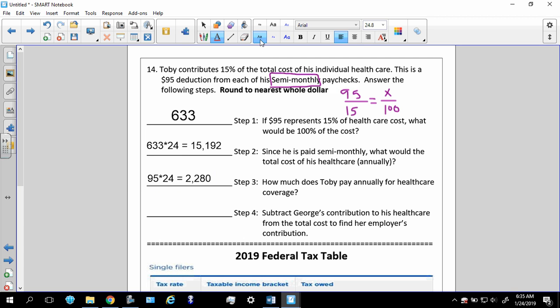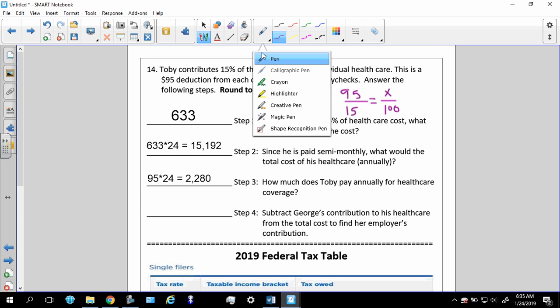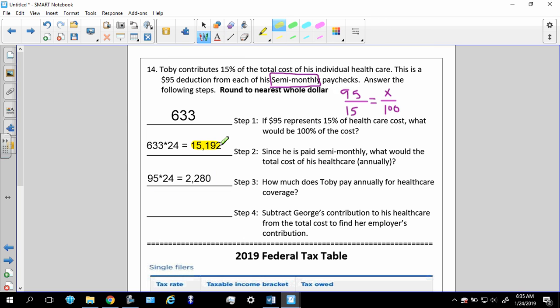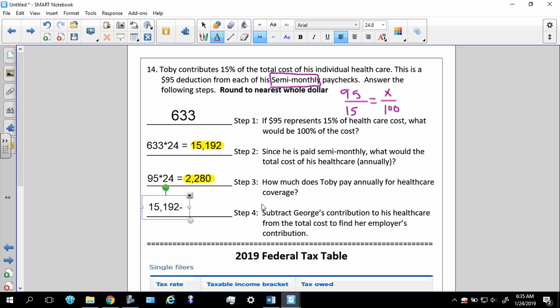It costs Toby $15,000 to be insured, yet he only has to pay $2,000 of it. So the company pays the rest. So for this question, $15,192 minus 2,280, which gives me my answer of 12,912. There you go. Hopefully we've done that for so long you got this.